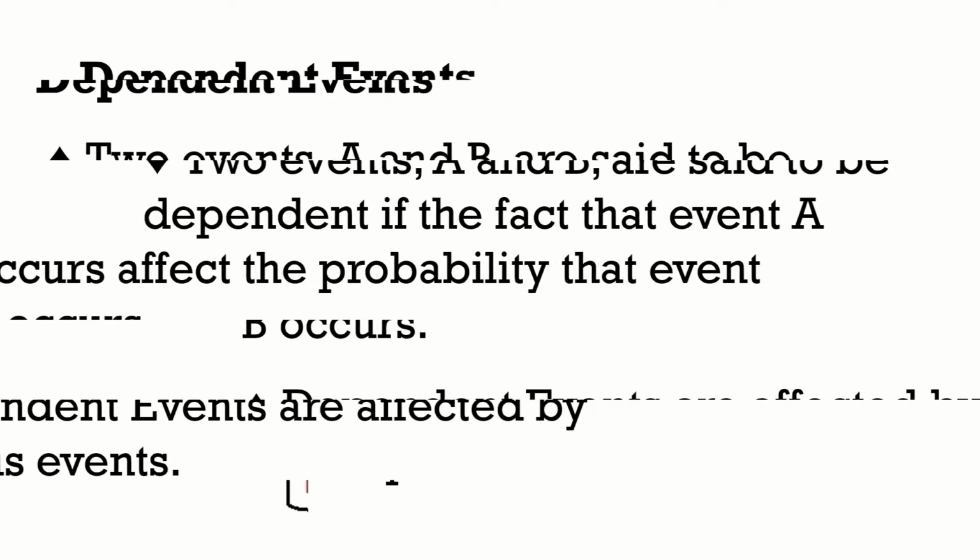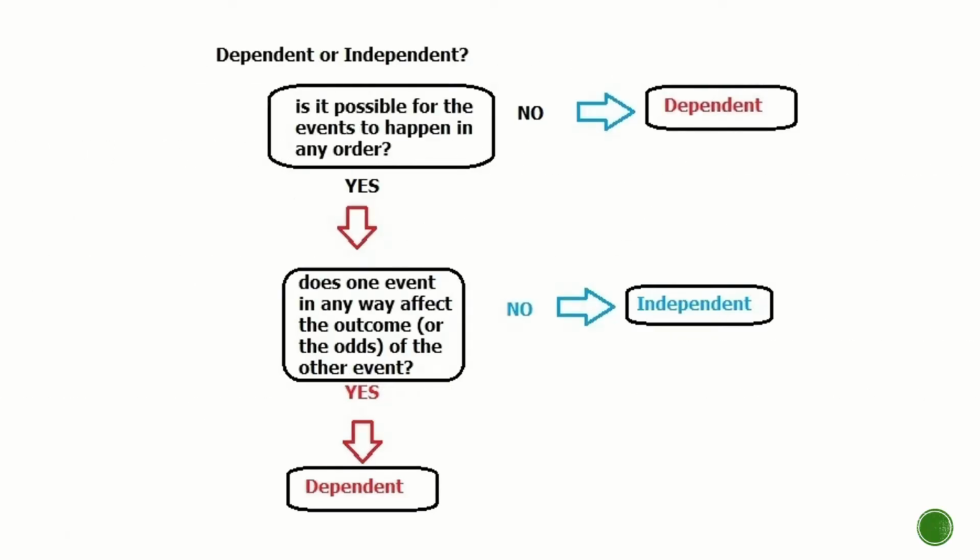All right, let me give you an illustration here. This is a diagram, a guide that will help you identify if a certain event is independent or dependent. You ask yourself, is it possible for the events to happen in any order? If the answer is no, dependent. If the answer is yes, then you need to ask another question. Does one event in any way affect the outcome of another event? If the answer is no, that's independent. If the answer is yes, then that is dependent. All right.